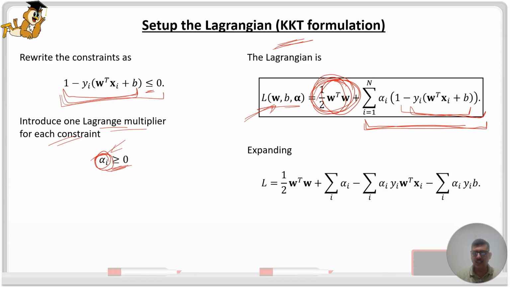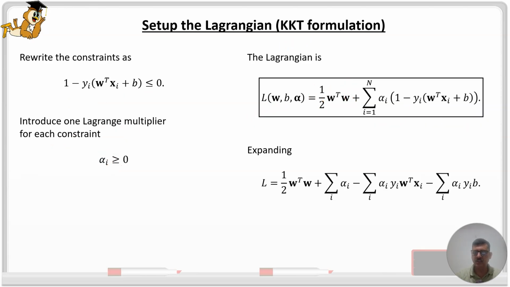Okay, so you can expand this Lagrangian. This is just mathematical simplification. You can expand this Lagrangian and you get half W transpose W, which is this, and then alpha i times 1, that is this, then alpha i yi w transpose xi, which is this term, and finally summation of alpha i yi b, right? So this is what your Lagrangian starts looking like once you expand it.